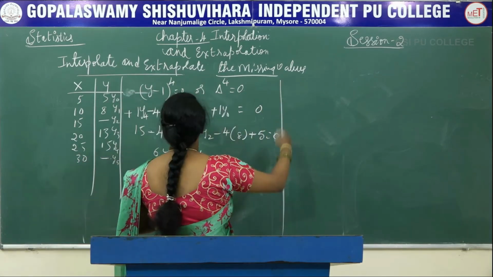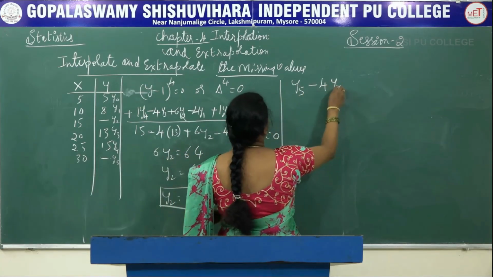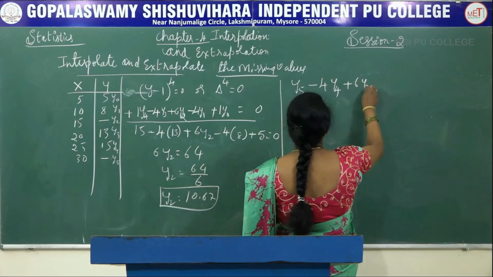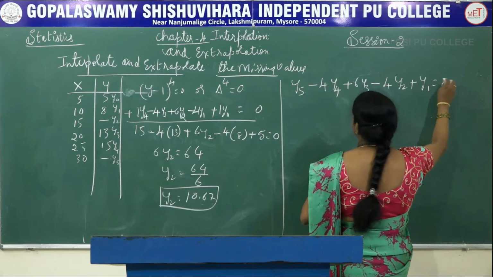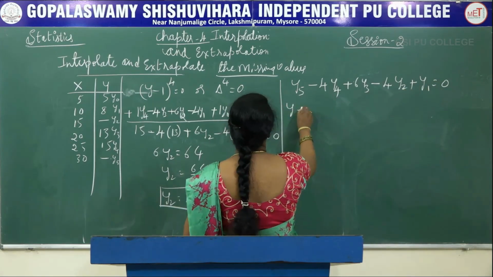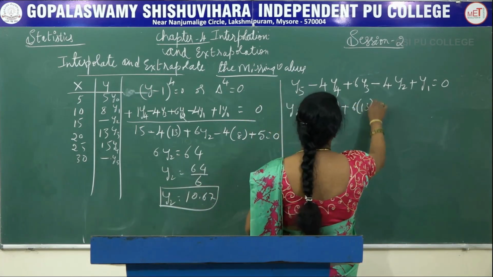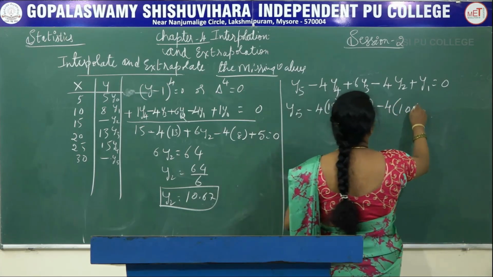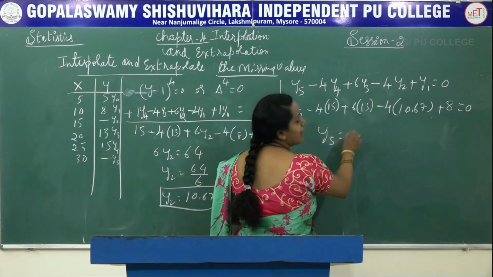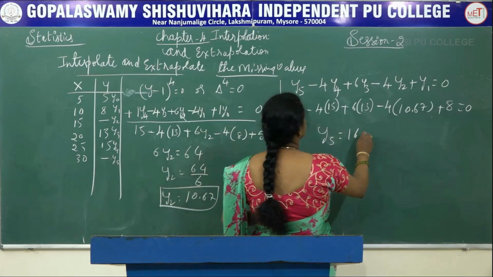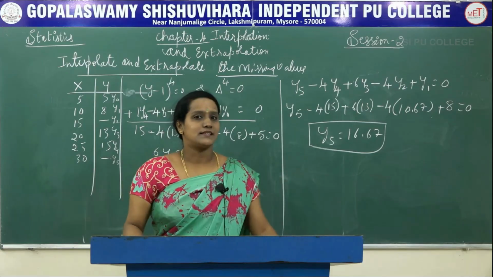And next you have to change the suffix of this equation, that is y5 minus 4y4 plus 6y3 minus 4y2 plus y1 is equal to 0, and this is y5 we don't know, I will take it as it is. 4 into 15, 6 into 13, minus 4 into 10.67, plus 8 is equal to 0. So our y5 value is 16.67. You will get this y5 value after simplification, it is 16.67.